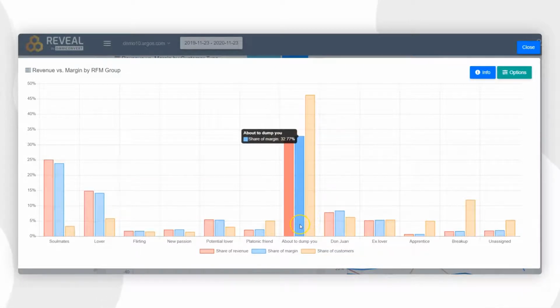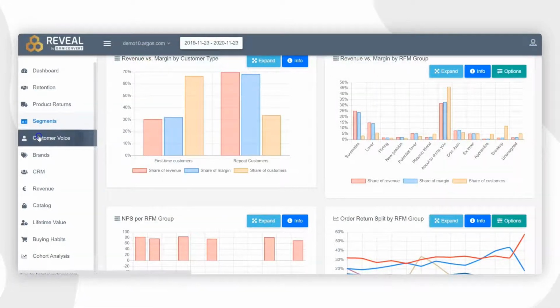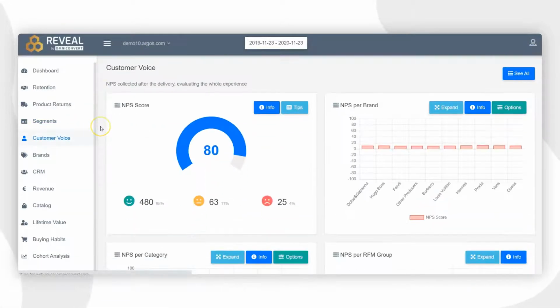Customer voice. This section is extremely important and it's based on the NPS, Net Promoter Score.